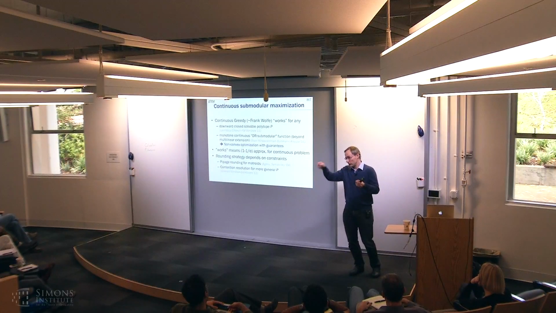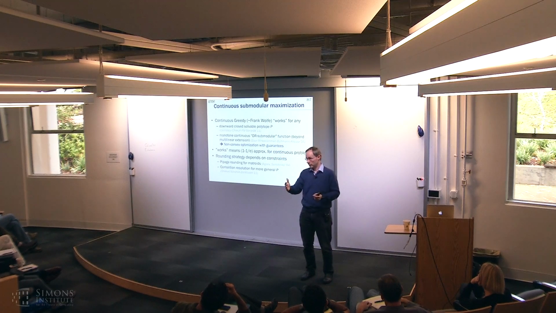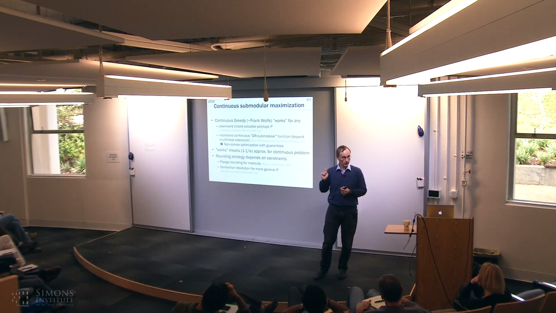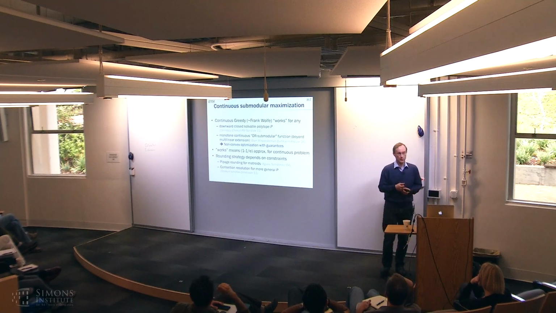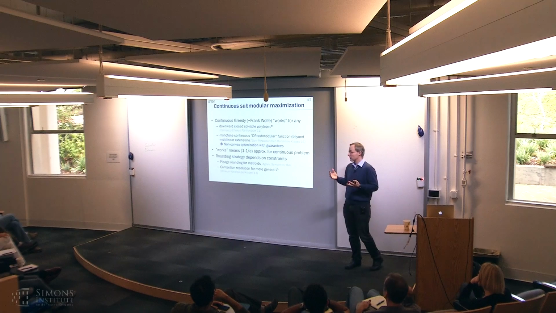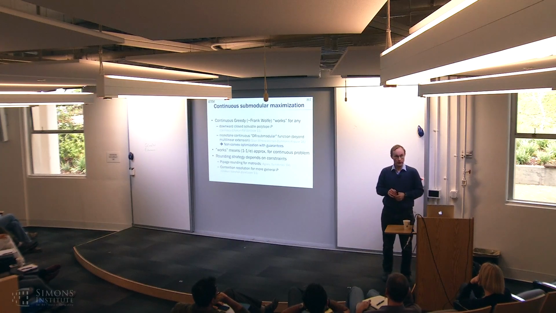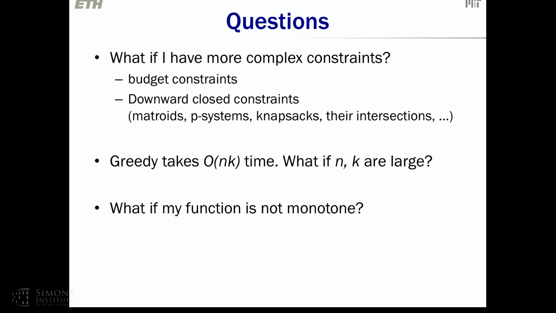Now this is solving the continuous problem, so giving an approximation guarantee of solving the non-convex maximization problem over this polytope. And you still have to round it to an integral solution. And now the rounding strategy depends on what kind of constraints there are. And for specific families of constraints, there's specific rounding algorithms. The most commonly used ones are pipage rounding for matroids, or contention resolution schemes for more general downward closed polytopes. I'll just give the reference here. I won't have the time to describe these rounding schemes in detail. So that's basically the basic results about the GREEDI algorithm.